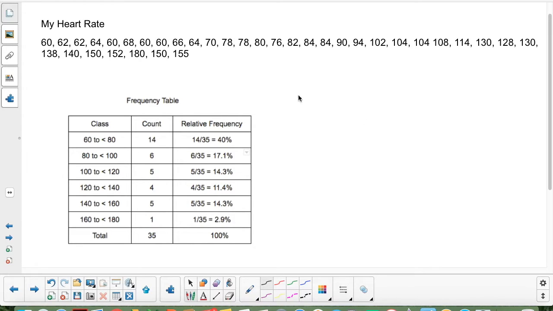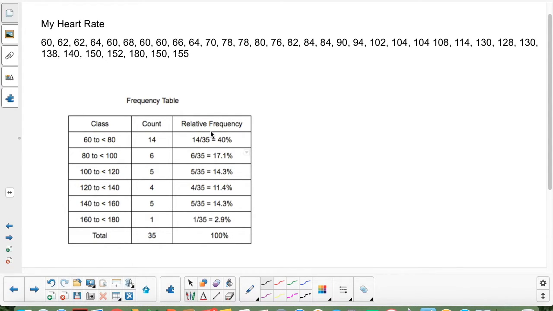you have. How you figure out the range is you take your largest, the 180, minus 60, my smallest, and get 120. Divide by the number of classes you want. 120 divided by 6 gives you 20. So from 60 to 79 is 20. I'm including 60. And then from 80 to 99, 100 to 119, and so on. All I do is count how many numbers are between 60 and 79, and there were 14. And then from 80 to 99, there's 6, and so on. There were 35 total pieces of data.